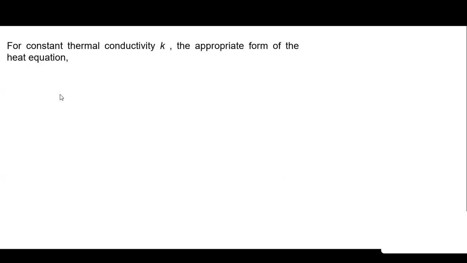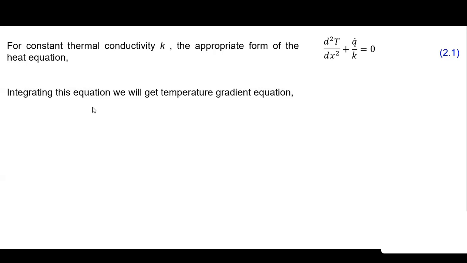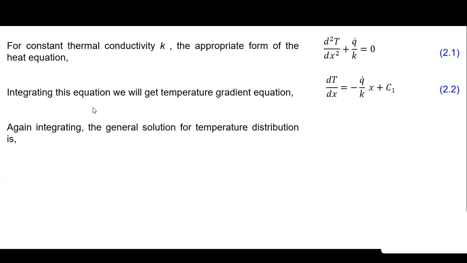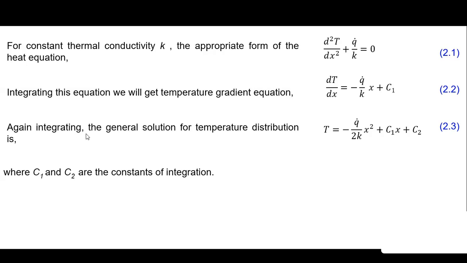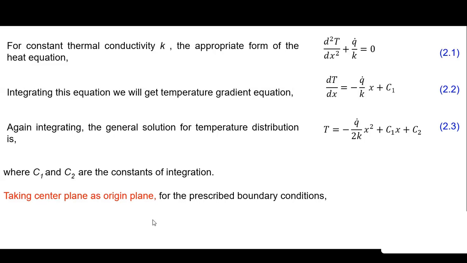So let us write down the appropriate form of the equation, then the temperature gradient equation and the temperature distribution equation, as we have already done this. Now we'll use the boundary conditions, where C1 and C2 are the constants of integration. Taking the center plane as origin plane, I already told you why we are doing this. For the prescribed boundary conditions, temperature at x is equal to minus L is TS1, and temperature at x is equal to plus L is TS2. So if we employ these boundary conditions, of course, we have to substitute in the temperature distribution equation.